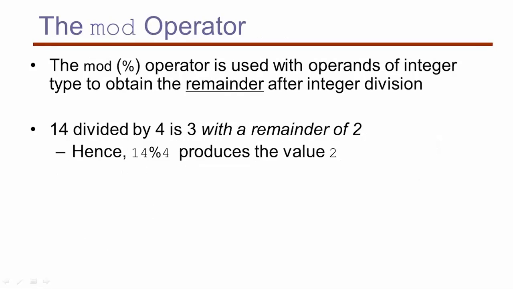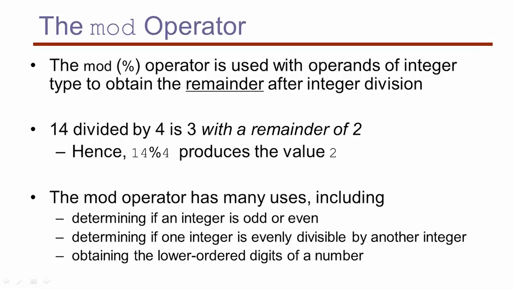The mod operator can be used to produce the remainder that occurs after integer division. So when we divided 14 by 4, the answer was 3, but there was a remainder of 2 that was lost. The mod operator allows us to get that remainder, and thus 14 mod 4 produces the value 2. Students new to programming often wonder what such an operator is good for, but it is interesting just how many applications it has in computer programming.